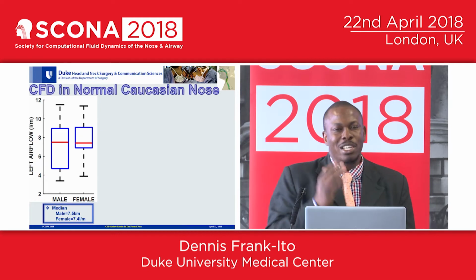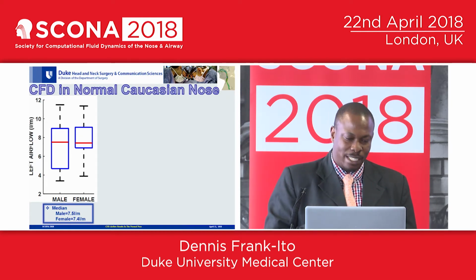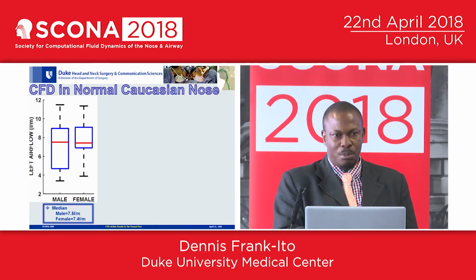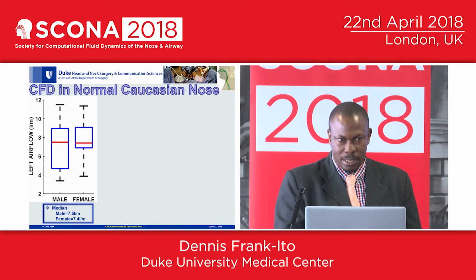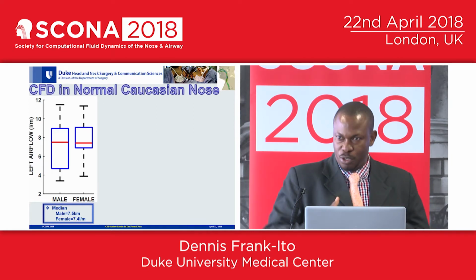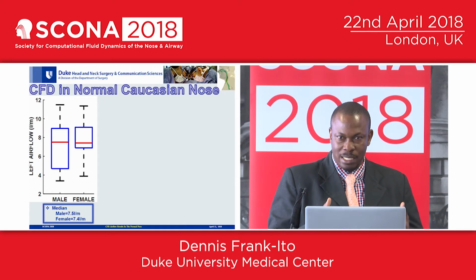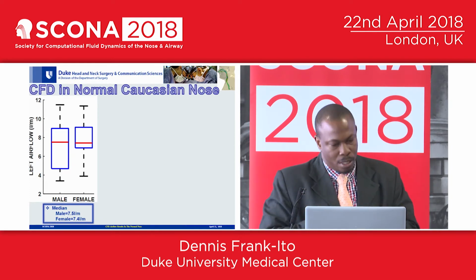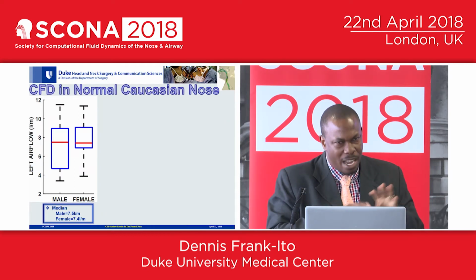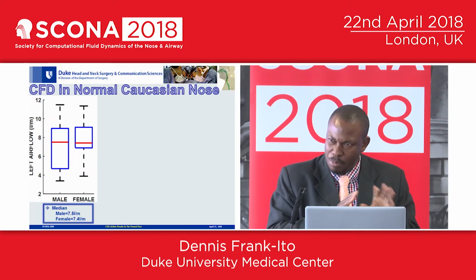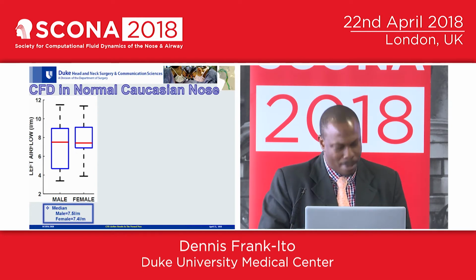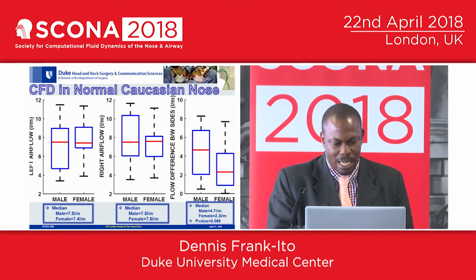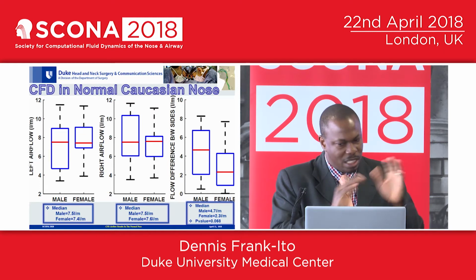So now looking at unilateral airflow on the left side, this is great because the simulation was done at 15 liters per minute. So what you expect is that for normal subjects at 15 liters per minute, each side should be about 7.5, right? So for males, it's about 7.5. Great. Females, 7.4. It's the same ballpark. On the right side, the same.